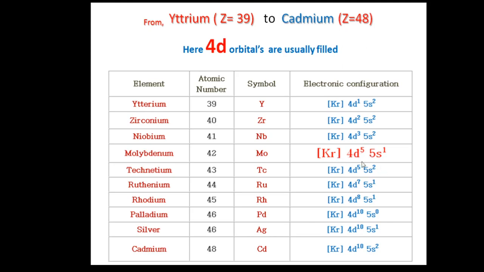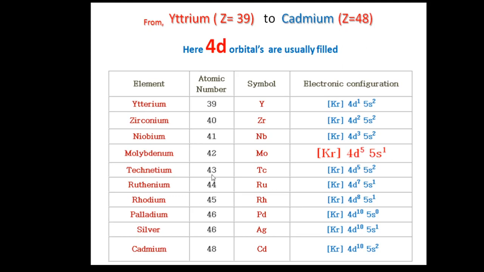This is actually the anomaly we can see in these orbitals, and it is due to the nearest, or similar, energy levels of these two orbitals. That is the reason they mutually rearrange their electrons between the orbitals to achieve stability. That is the reason in molybdenum you can see the electronic configuration is increased by 5. This is 4d5 and this is 5s1.